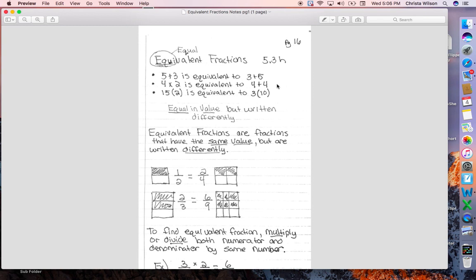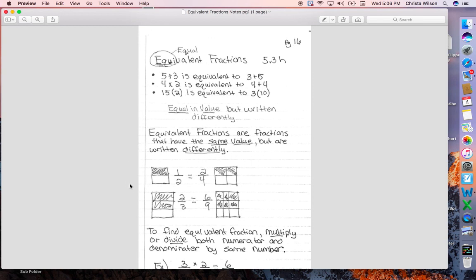So they're equal. Or this one, and this is a different way of representing multiplication, 15 times 2 is equivalent to 3 times 10. So those both have the value of 30. So all of these are equal, they just look different. They're equal in value but written differently. This is the same thing for equivalent fractions. Equivalent fractions are fractions that have the same value but are written differently.